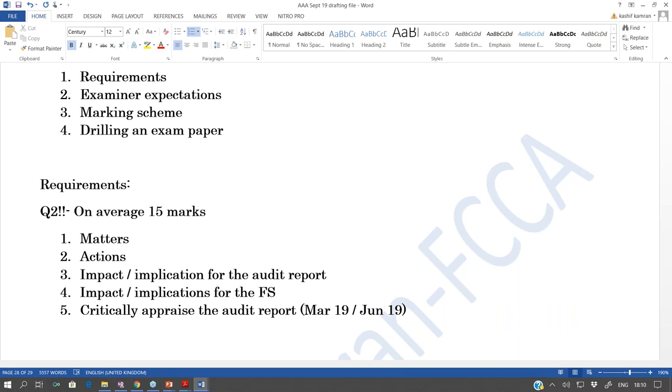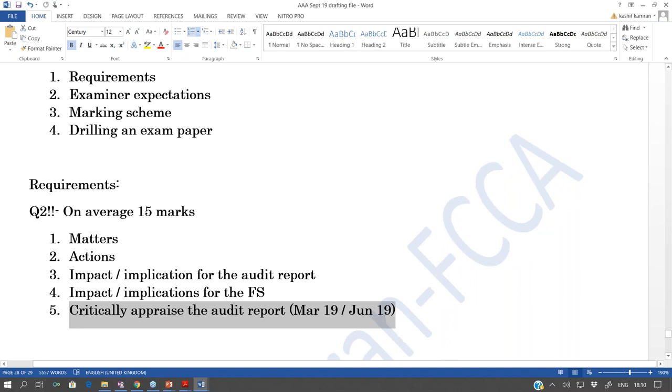So I'll be going through the first 4 in the session today, so I can give you better guidance on how to write matters, actions, impact on the financial statement, and then impact on the audit report. The only thing I'll not be covering, because I've covered it in previous webinars and because it has come in the recent papers, is the critical appraisal of the reports, and I'm just striking that off, right? I'll be explaining the difference, obviously, as I start my session.